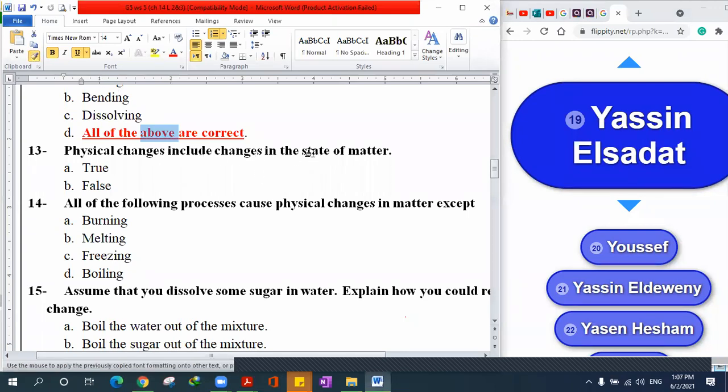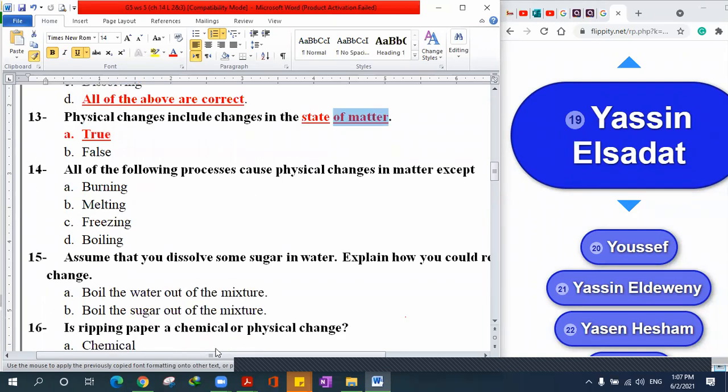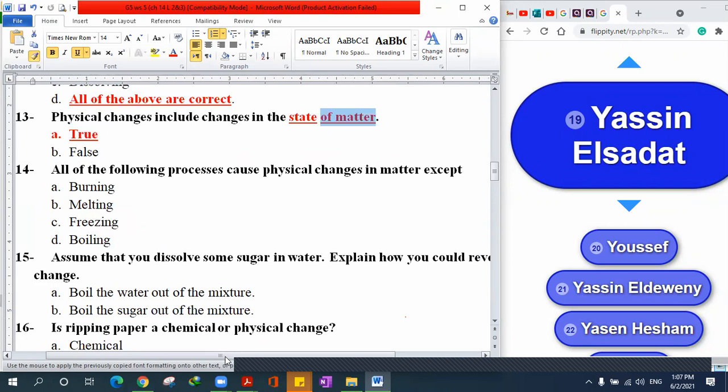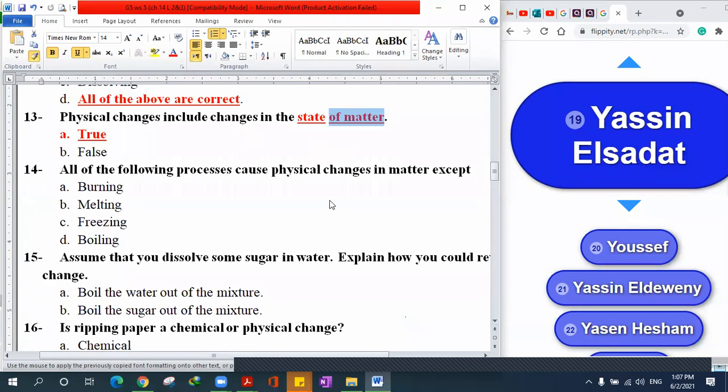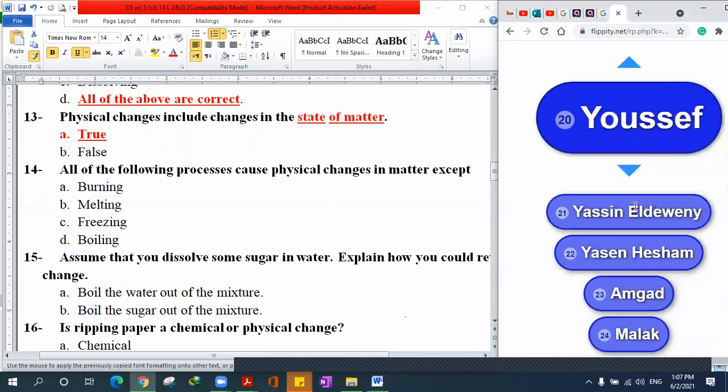It's gonna change its state, the shape, solid, liquid, or gas. Yes, true, it's a physical change. Well done. Physical change causes a change in the state of matter, which means being solid, liquid, or gas. Changing it to solid, to liquid, or to gas, this is only physical change. Always remember, ice and water are the same, H2O, but they are only different in shape. Well done, Yasin.